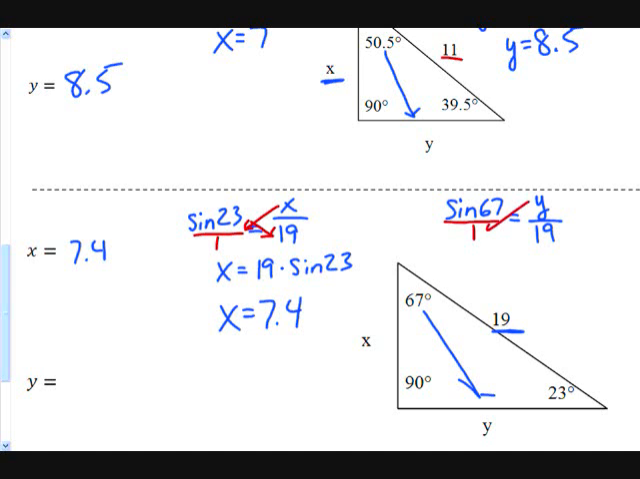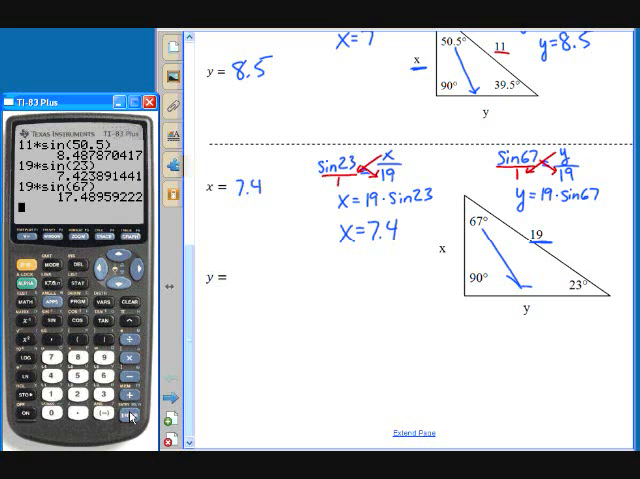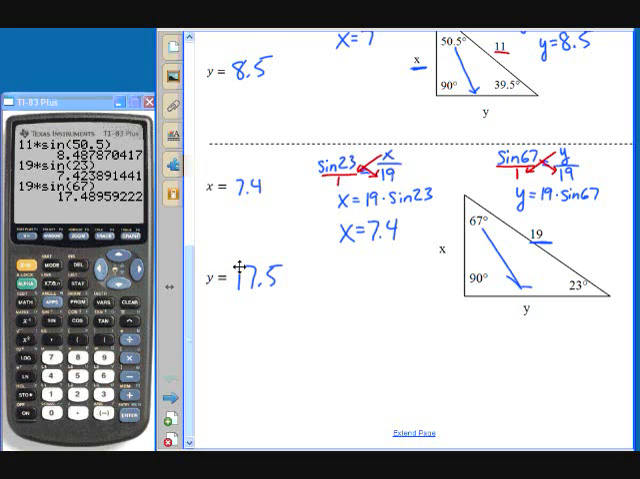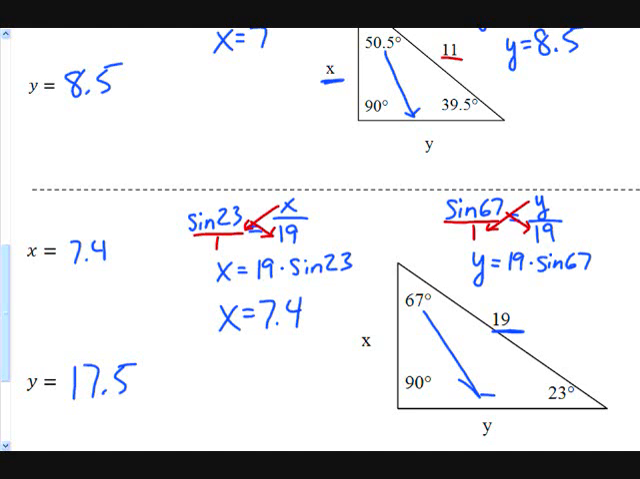So again, I do y times the 1, which is going to give me a y. And then I do the sine of 67 times the 19, which once again is just a multiplication problem. And now I just need to plug it into my calculator. So 19 times the sine of 67 degrees gives me about 17.5. So I find out that y equals 17.5. And that's it. That's all there is to it. So again, we set up the trig ratio, we cross multiply, and solve for our variable.